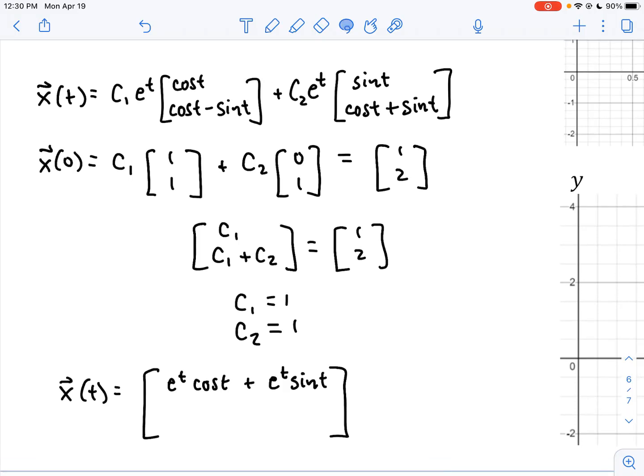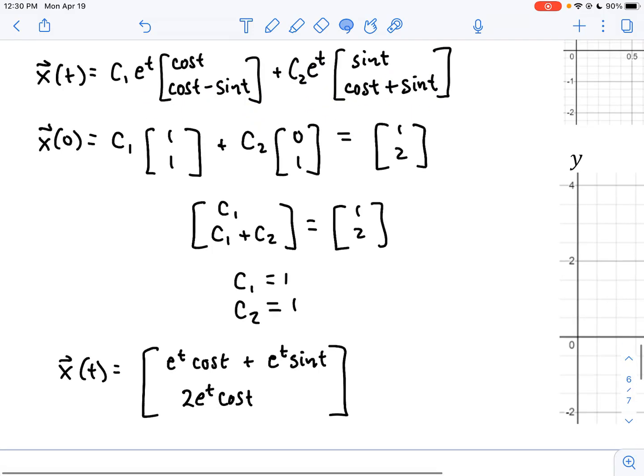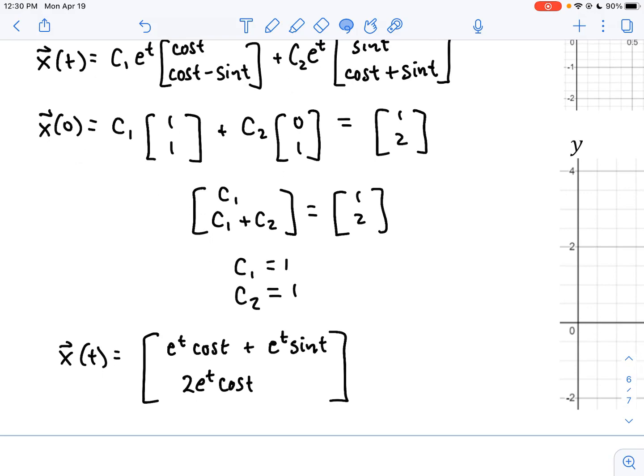Now let's look at the y function. Remember the c's, these are 1 and 1, so that's easy to keep track of. So we just have to distribute e to the t across here, and then e to the t across there, and then add those together. So we're going to have e to the t times cosine t. There's going to be another e to the t times cosine t. So we'll have 2 e to the t cosine t. And then we're going to have e to the t times negative sine t, but e to the t times positive sine t. So they're going to cancel each other. So that's all we get for our second component.